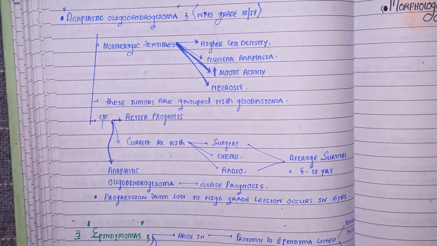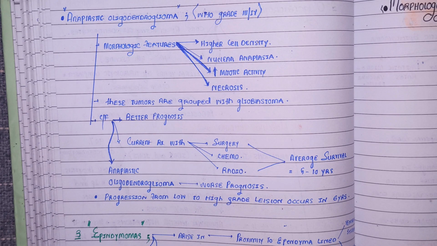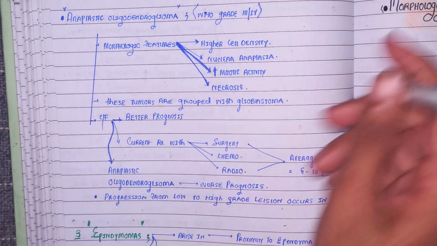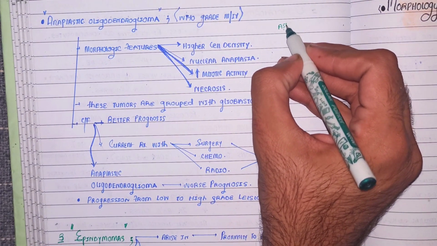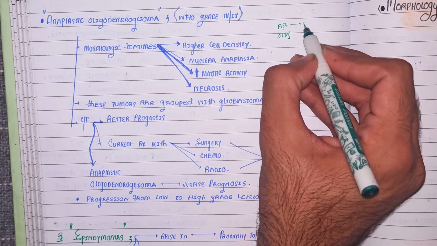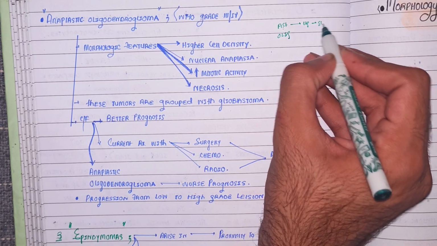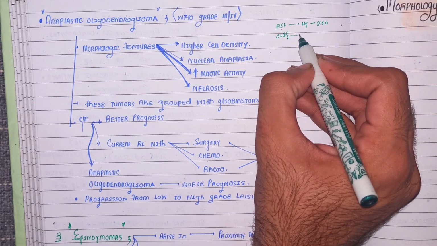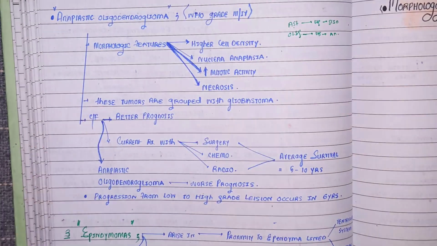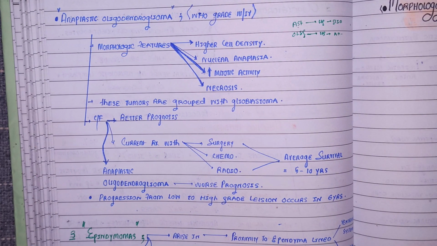These tumors are obviously grouped with the glioblastoma. I hope you people remember what is glioblastoma. Glioblastoma is the high grade astrocytoma. Till now we have studied 2 glial tumors, beta, astrocytoma and oligodendroglioma. In astrocytoma, the high grade variety we called glioblastoma. In oligodendroglioma, the high grade variety we call anaplastic oligodendroglioma. Okay, in this way.